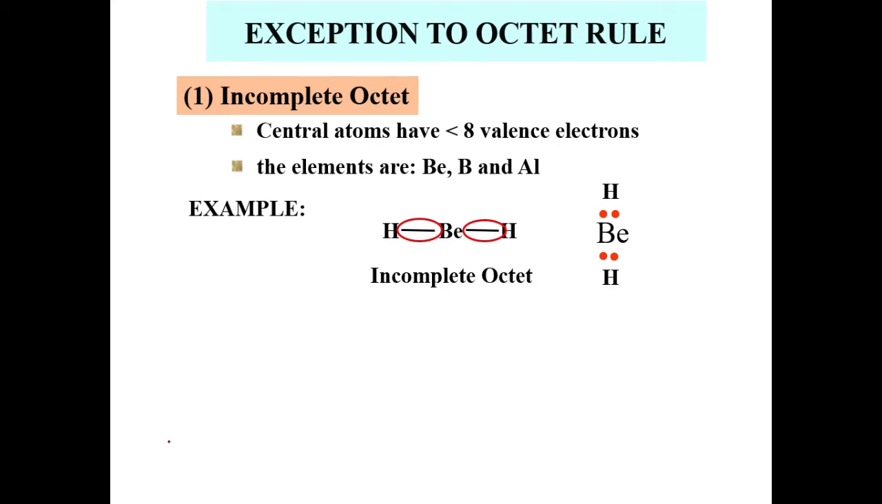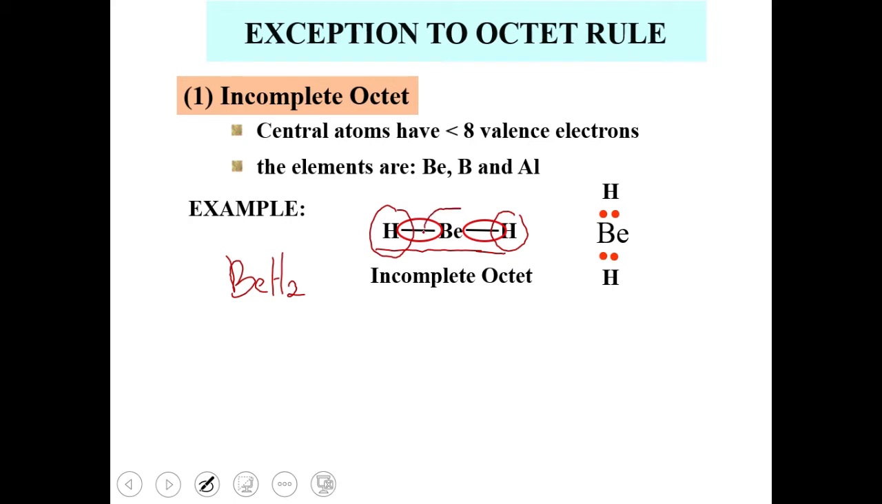So for example, BeH2. They will bond like this. Hydrogen, we know, obeys the duplet rule. So we don't have any case with hydrogen because it already obeys its own rule, the duplet. But Be simply does not obey any rule.